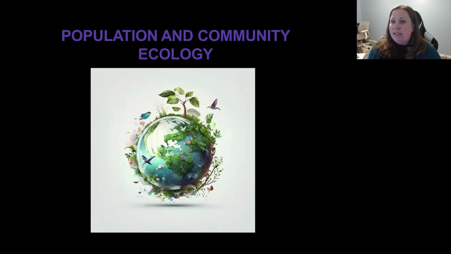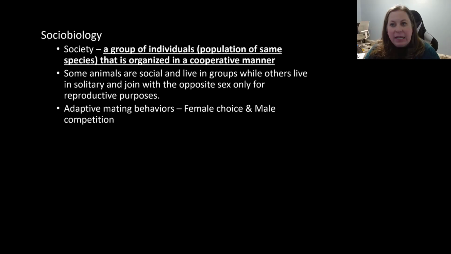So we're going to look first at some definitions. Society is a group of individuals, which are populations of the same species, that are organized in a cooperative manner. So they're working together. Now, some animals are very social and they live in groups, while other animals want to live by themselves. They want to live solo. They want to be that lone wolf in a sense. They don't want to have anyone else around until it's mating season. All right, so there is a difference and it depends on the type of organism.